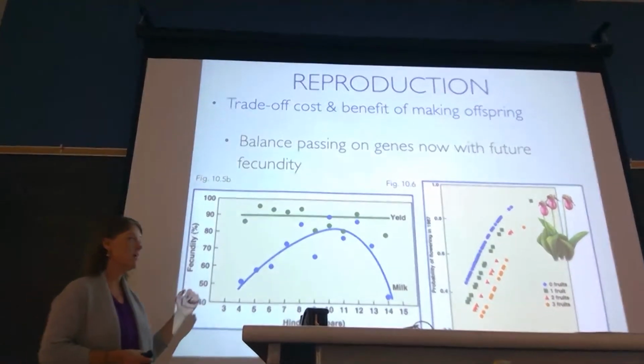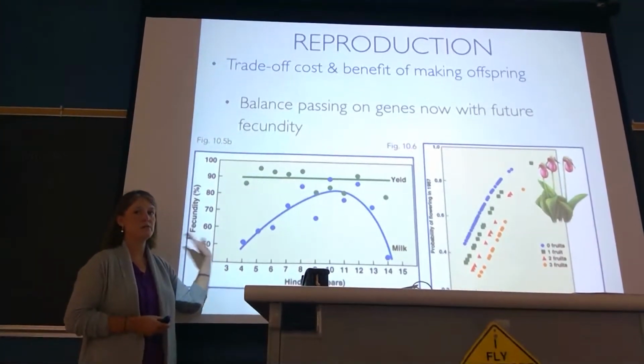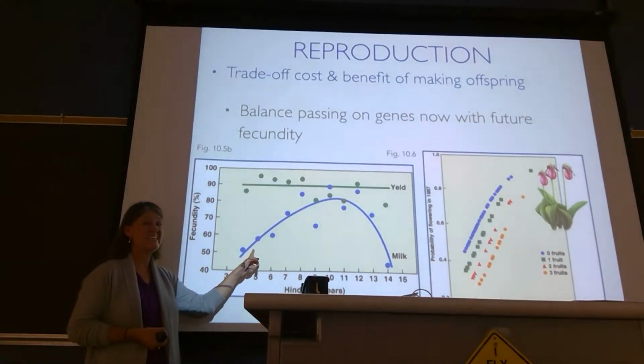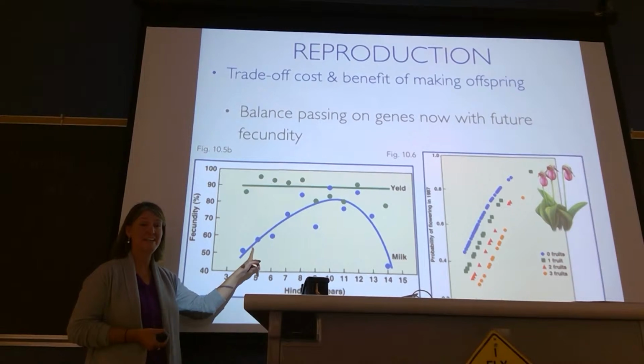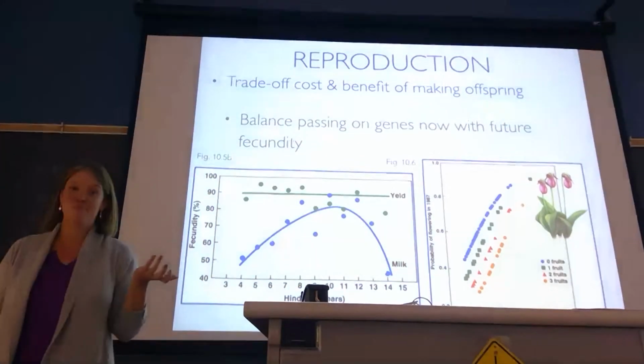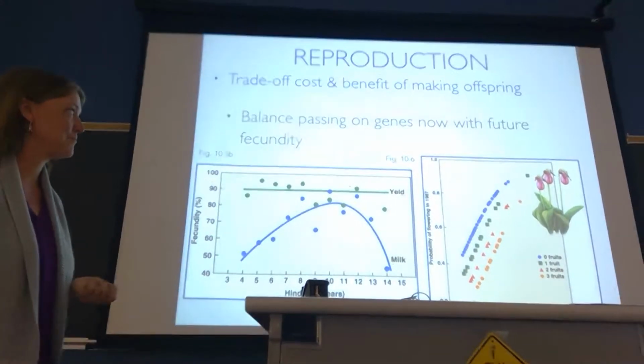And part of this is because you're putting resources into that offspring, which means you don't have resources in the future. And part of this is because you're really likely to die if you have a baby now as a young deer or as an old deer. Okay, and that means you won't have any babies in the future if you die now.